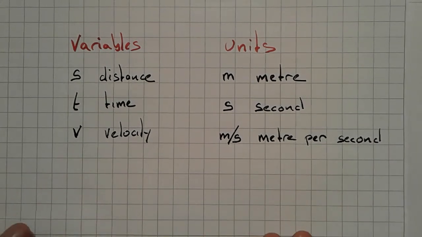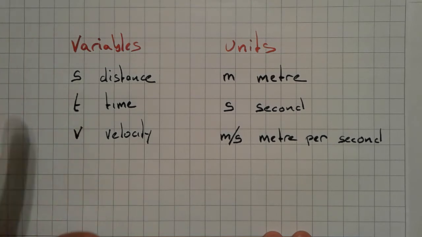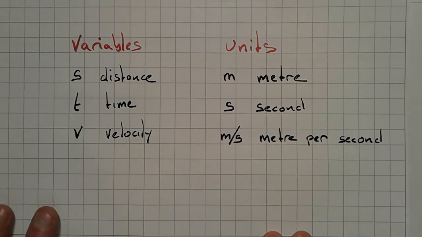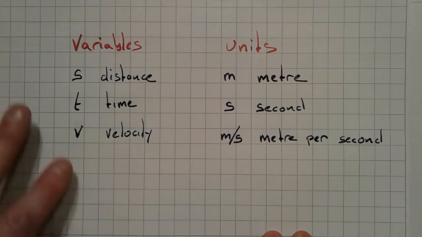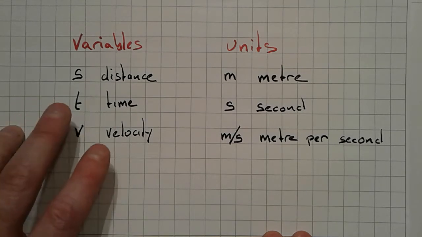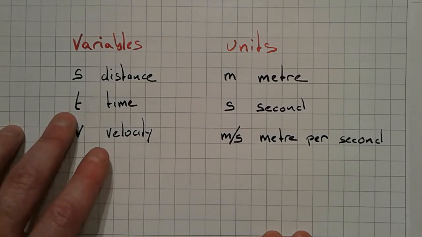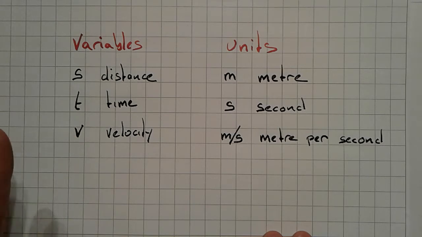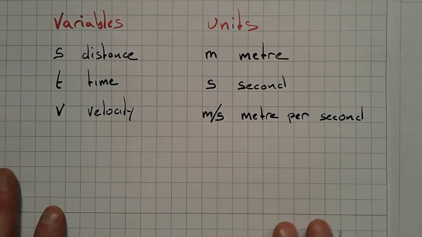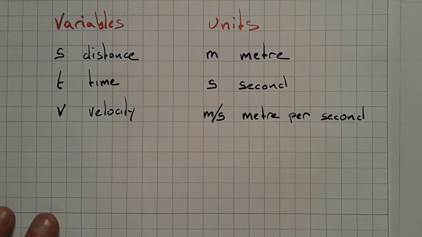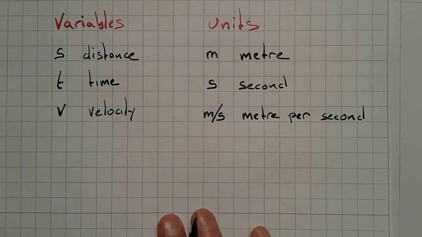Okay, so it's important that you know the meanings of those letters. So every time we talk about distance, we use an S. When we talk about velocity, we use a V. They're all lowercase. If you use an uppercase T, then we're talking about temperature and not about time, so make sure they're all lowercase. So these are the variables. Now, with these variables, we can write the formulas.